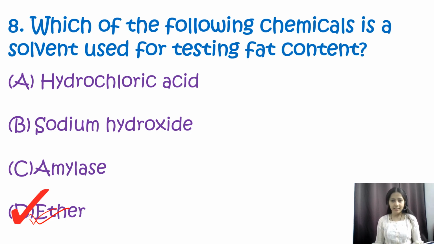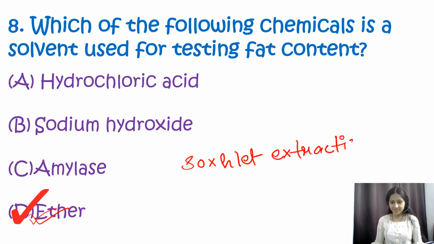So over here my correct option is number D, that is ether. So I'll write over here the method, that is Soxhlet extraction. Okay. So correct option is D, that is ether.